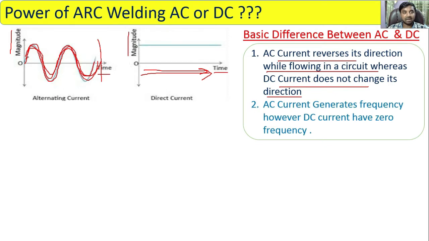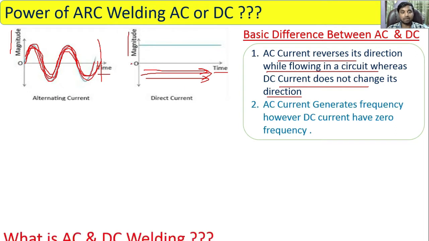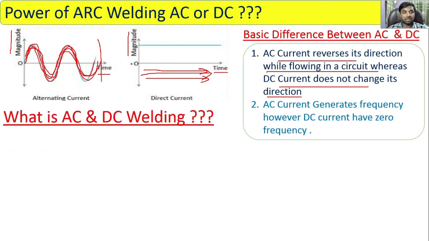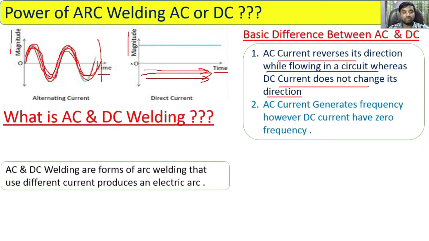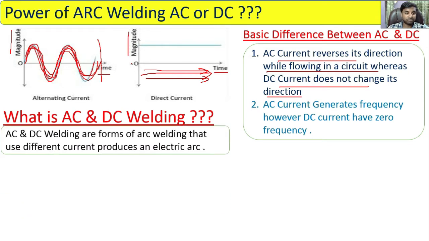And in AC current, if you see the magnitude, you can see the frequency. But DC current has a single direction, it is constant, so there is no frequency. Now the question is, what are AC and DC? We'll go into the details. Now before we start AC and DC welding, we need to know some information.